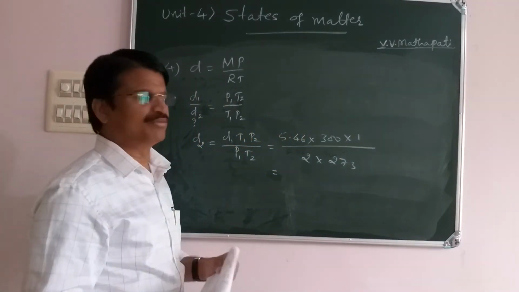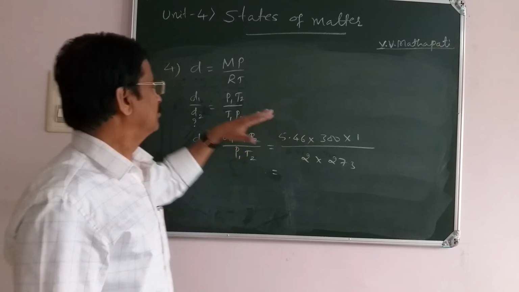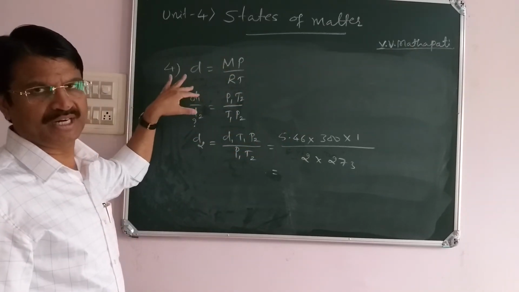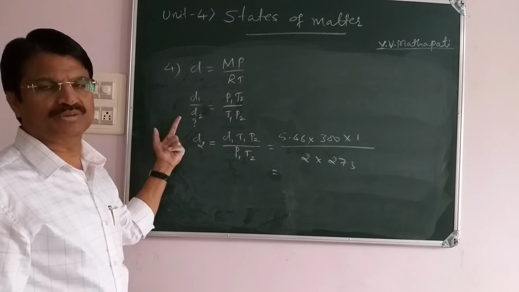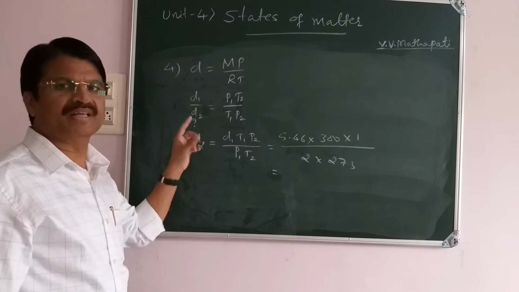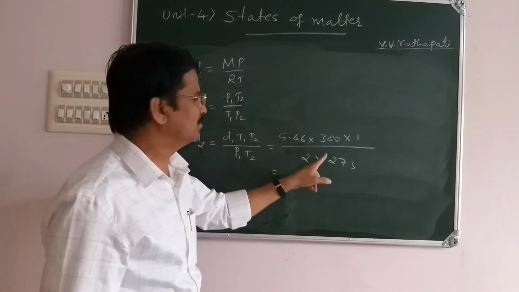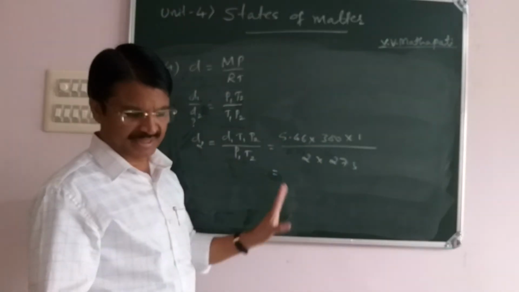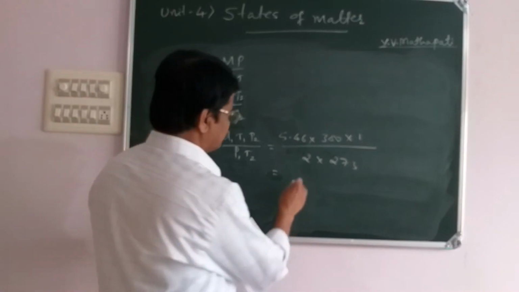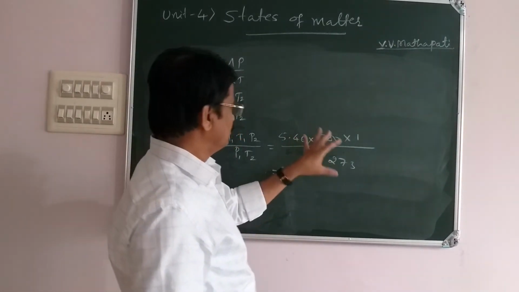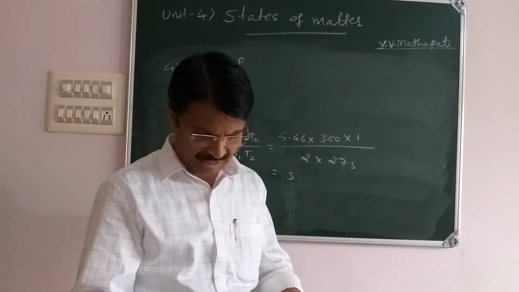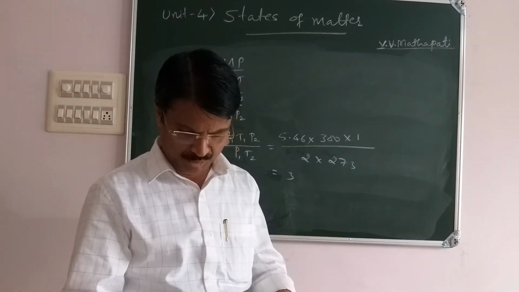Read this very carefully and substitute the values. First the formula, second the rearrangement of that formula for two conditions, third what you have to find out. Finally, rearrange the formula again and substitute all the values, all given in SI units. Then simplify and we get the answer: 3.0 gram per d cube.